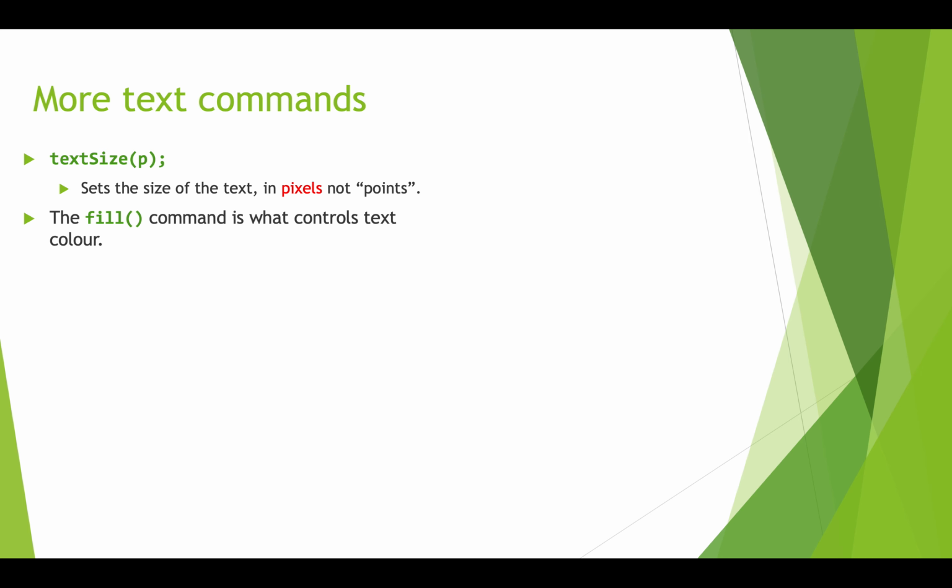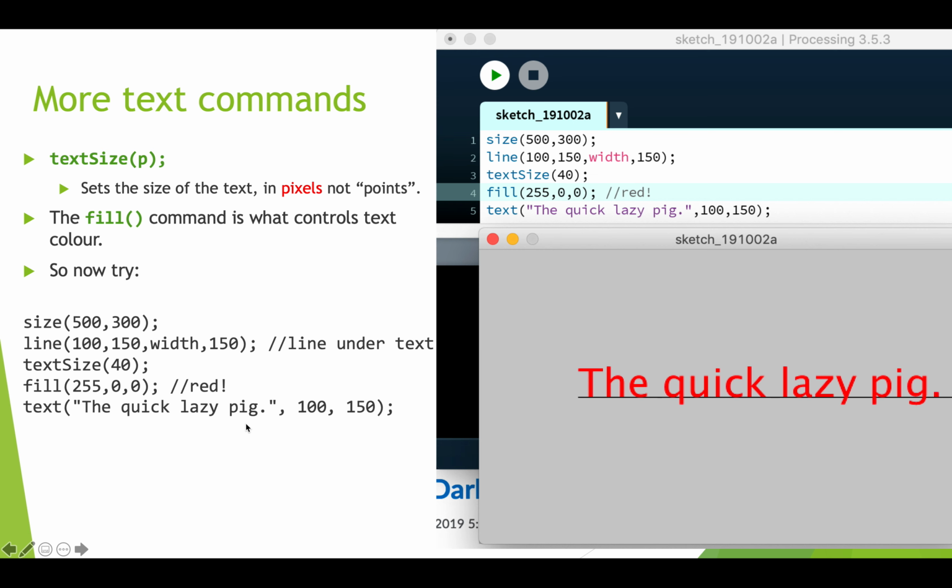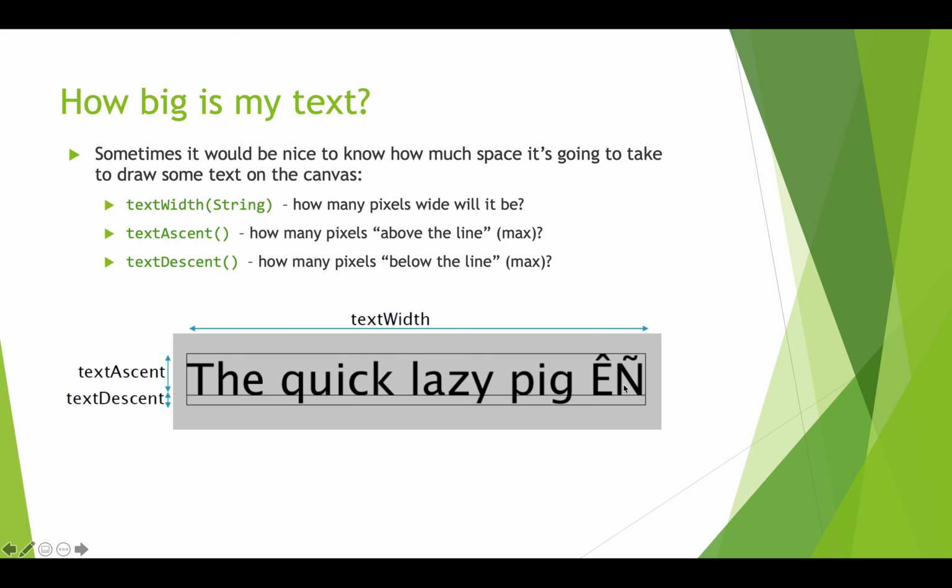The fill command, which you've used lots already, which typically fills inside shapes, is also used to set the text color. So now we can try something like this. We create a canvas, we again draw a line under the text just to see it. We set our text size to 40, which is going to be big. We set the fill color to red, and then we draw this text. And that ends up looking like this. So now we have really big text, and it's filled in red.